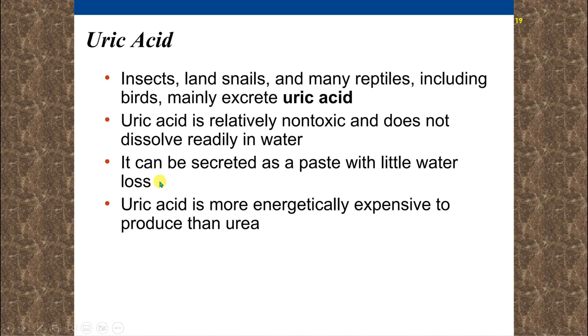Whereas the uric acid is produced by many of the insects. See, this is a very interesting thing. The snails which are traveling in the waterlogged areas, and many reptiles like the snakes, and birds, they excrete uric acid as the waste of the protein. And uric acid is relatively non-toxic and does not dissolve readily in water. That's why the white droppings of the birds will be like that. And it can be secreted as a paste with little water loss. And uric acid is more energetically expensive to produce than the urea.